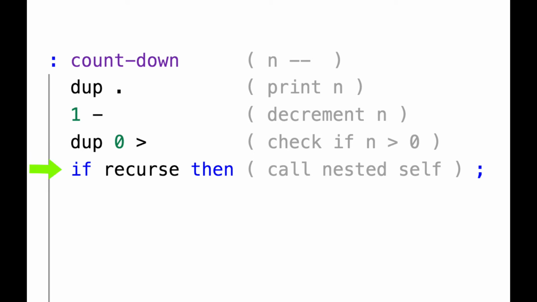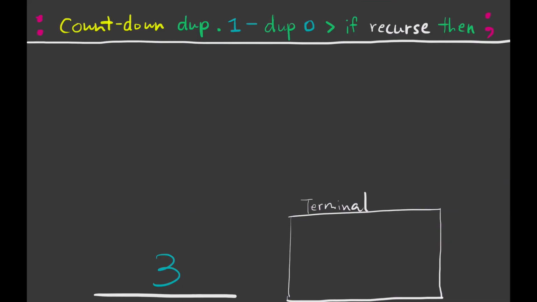Finally, if the previous check was truthy, which will be -1, then we recurse, which means we call the countdown subroutine again in a nested fashion. Now, pay attention as we watch how this recursive countdown subroutine works step by step, with the starting value of 3 put on the stack.